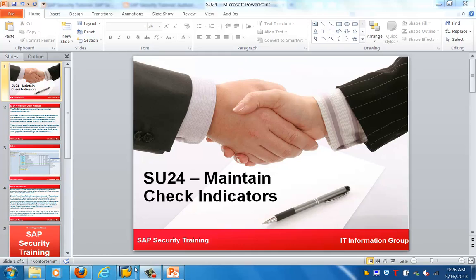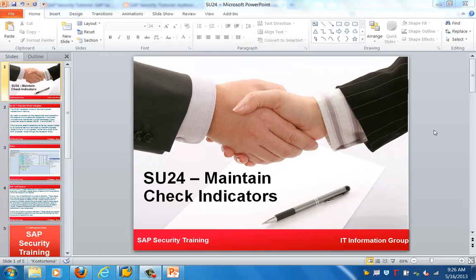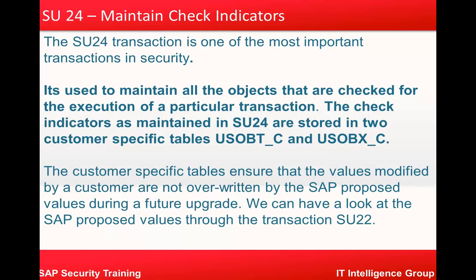Hi, good morning everyone. Let's get started with the next topic for this tutorial, which is SU24, which mainly stands for maintaining check indicators in SAP. SU24 is one of the most important transactions in security. It's used to maintain all the objects that are checked for the execution of a particular transaction.